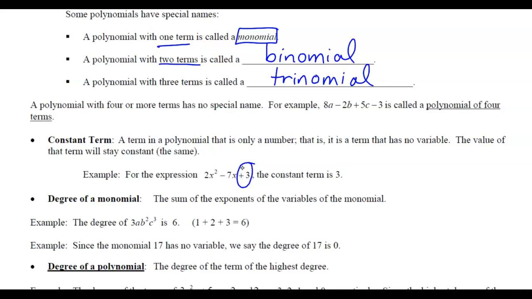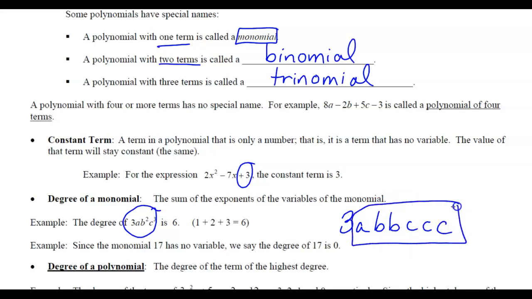It's how many variables are multiplied together in a monomial. So here, how many variables? Well, there's A, B, and C, but there's more than one B and C. If I show this the long way, it's 3A, B times C times C times C. So in total, there are 6 variables multiplied together.